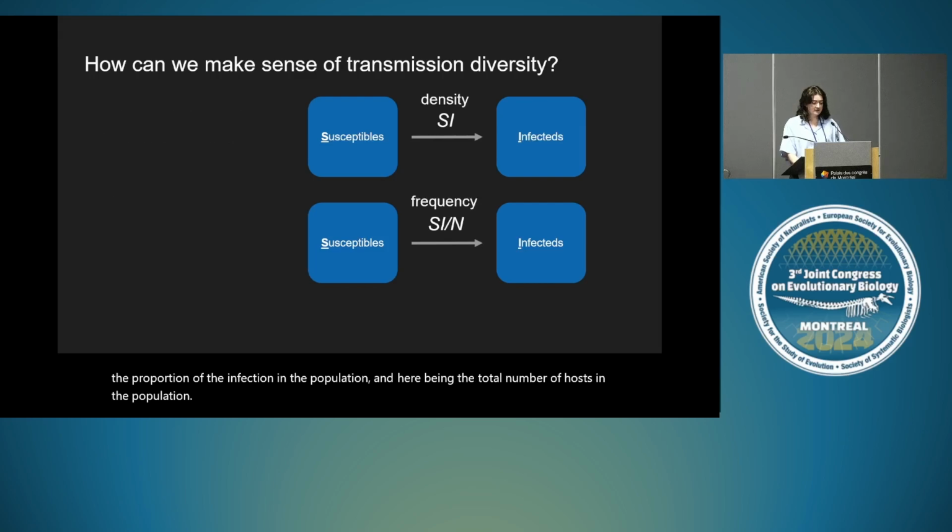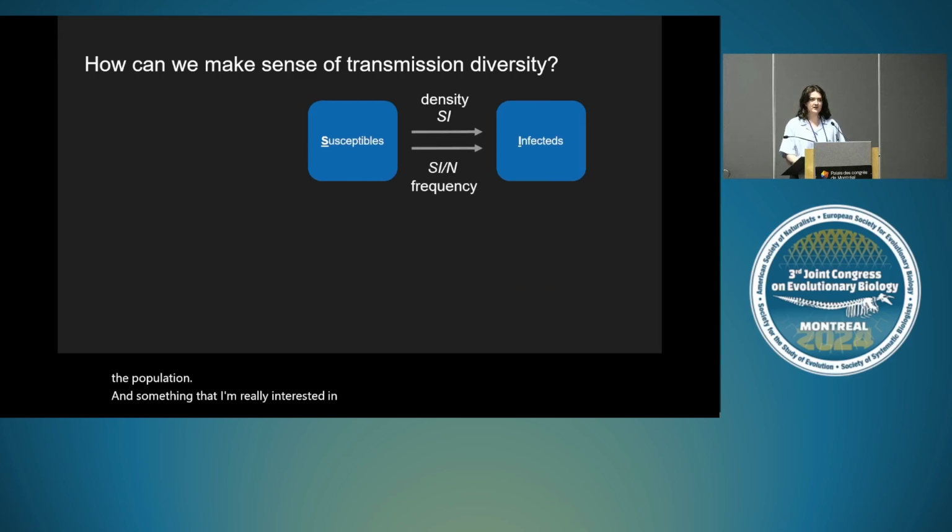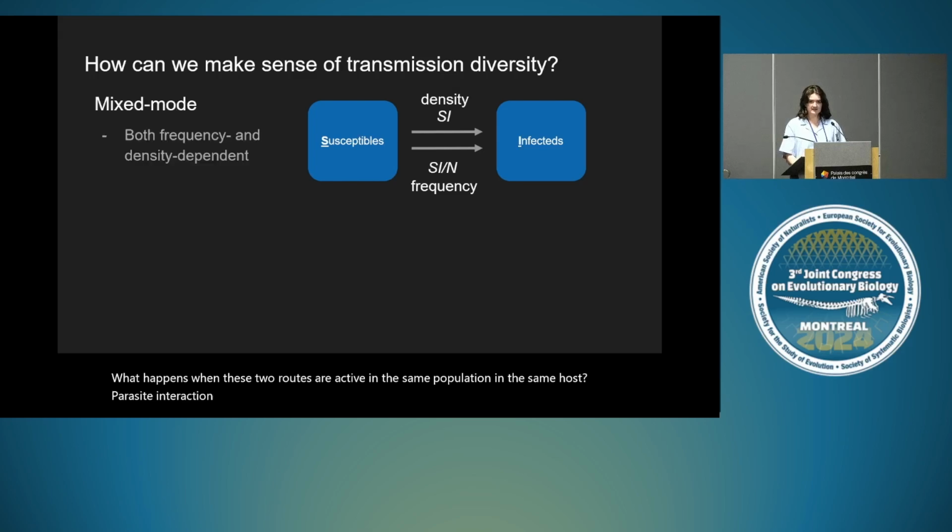And something that I'm really interested in is what happens when these two routes are active in the same population, in the same host-parasite interaction. And I'm going to refer to this as mixed mode transmission. So you can see here my little schematic. We have susceptible hosts and we have infected hosts, and hosts are moving from the susceptible to the infected class via these two different mechanisms.